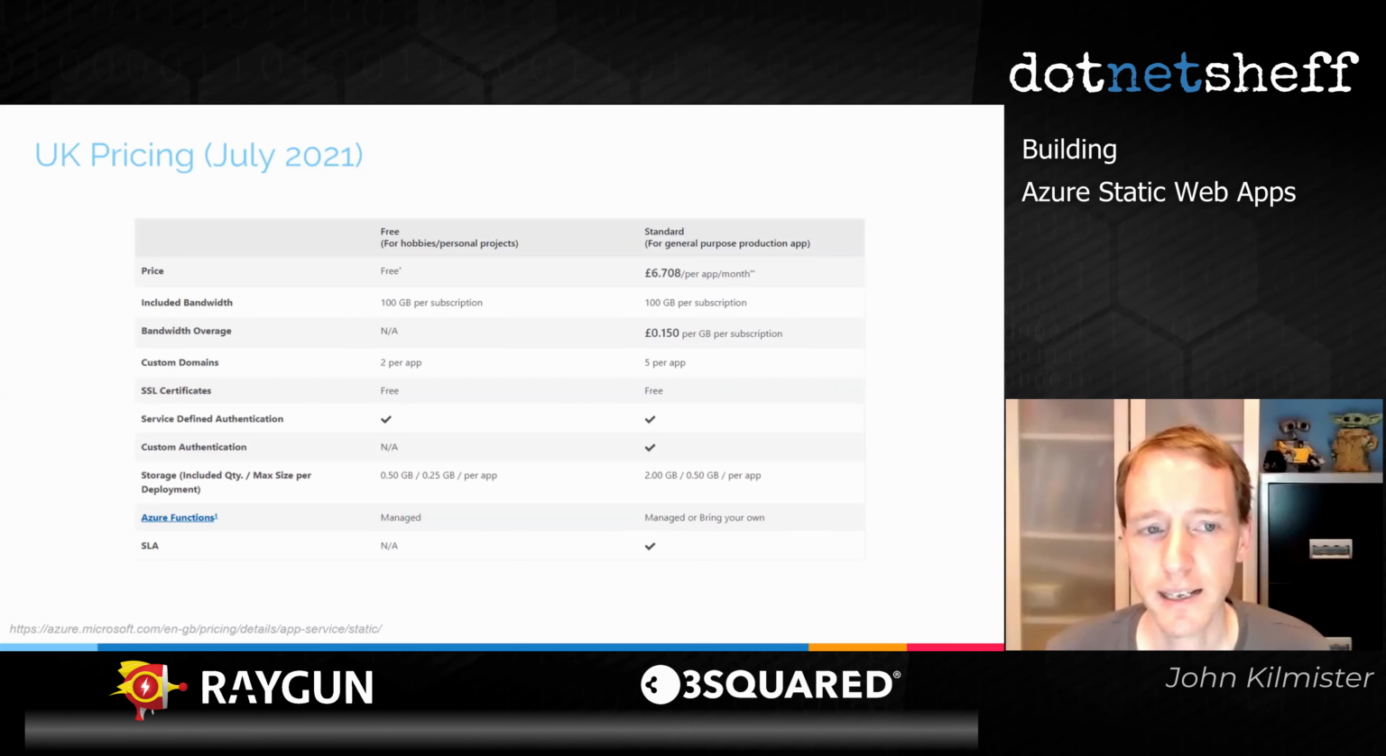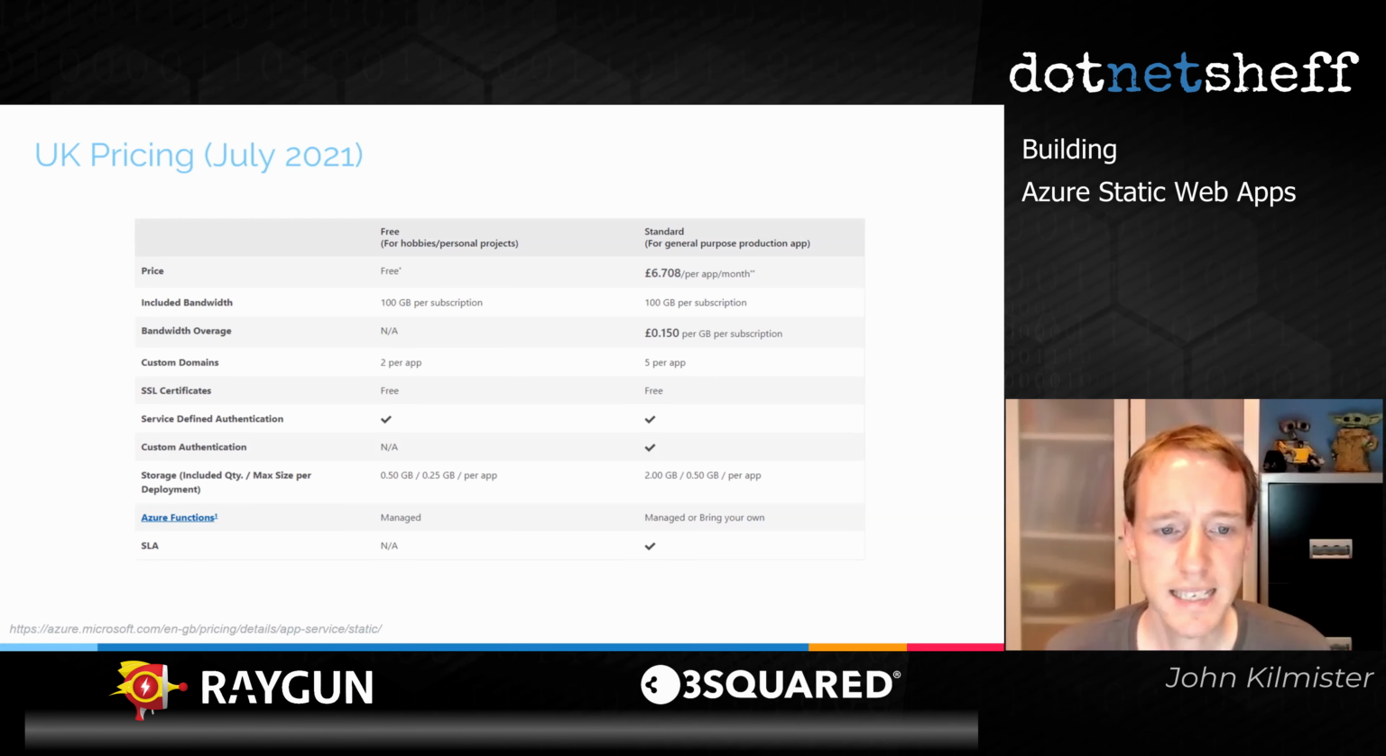Well, the good news is that actually there are two tiers. There's a free tier, which is really generous, and also a standard tier. But even on a standard tier, you're only paying £6.07 a month. Now, these prices are for the UK in July of 21. So as always, do check the prices out on the official site.